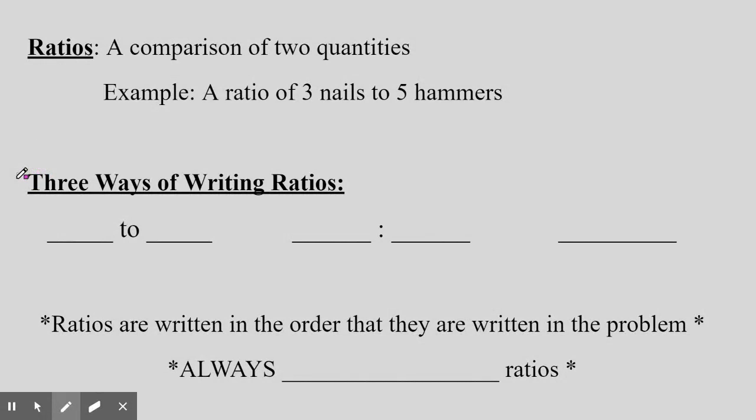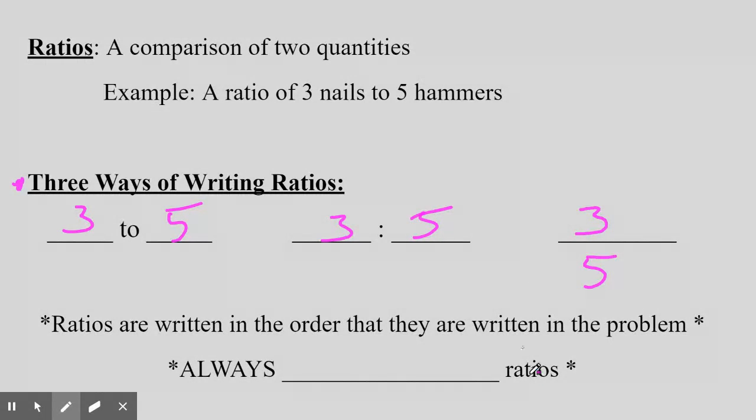We have 3 ways of writing ratios. So I'm going to use the 3 to 5 example from above. We can use the word to, and we would say 3 to 5. You can also use the colon, and that means the same thing, 3 to 5. A fraction is another ratio, so I can write 3 to 5 as well. Now, most of the time, you're going to have some sort of label to go along with it. For this example, I'm just going to leave it as it is.